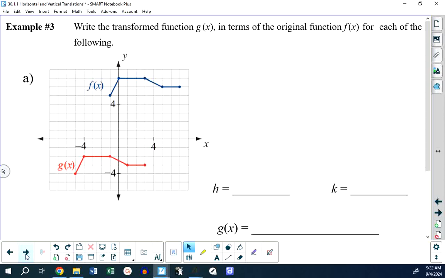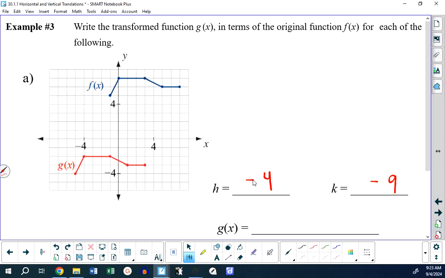We need to first of all identify the values of the parameters h and k. So take a minute, look at the original function, which is f of x, and look at the result, which I'm calling the transform function, which is g of x, and write in what h and k are equal to based on what you're seeing. I believe I'm seeing 4 to the left and 9 down.